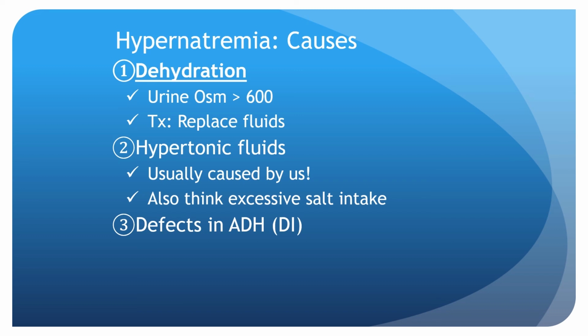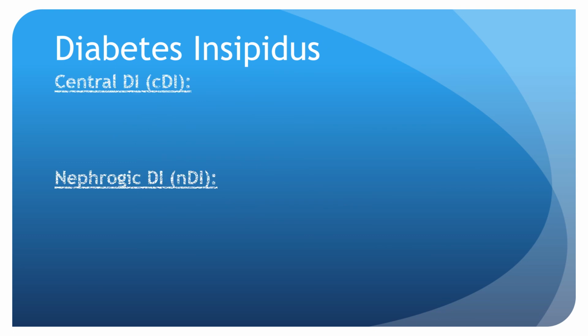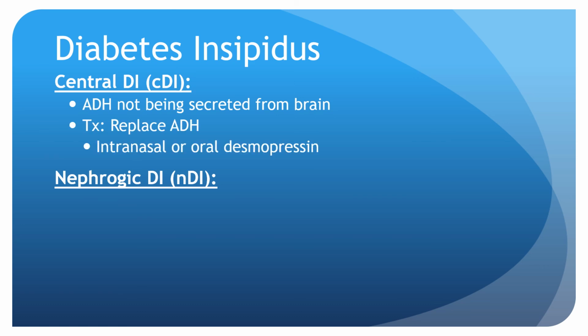And then finally is defects in ADH. So this is where you get polyuria plus hypernatremia. Diabetes insipidus, basically there's 2 different causes. There's central and there's nephrogenic. Central is when ADH is not being secreted from the brain. The treatment is just to replace the ADH. This is usually done with intranasal or oral desmopressin.